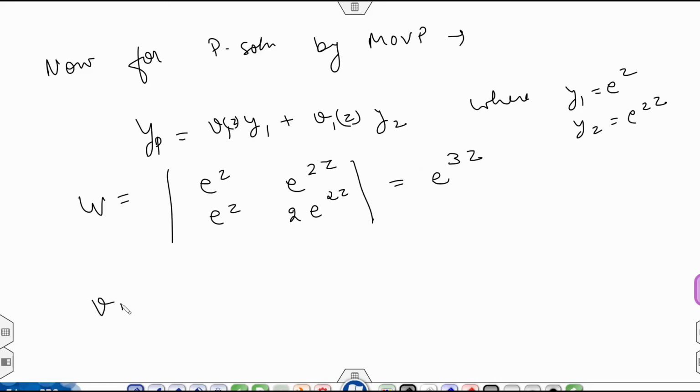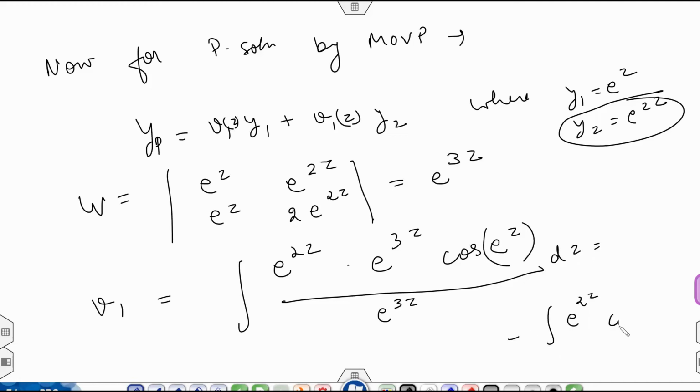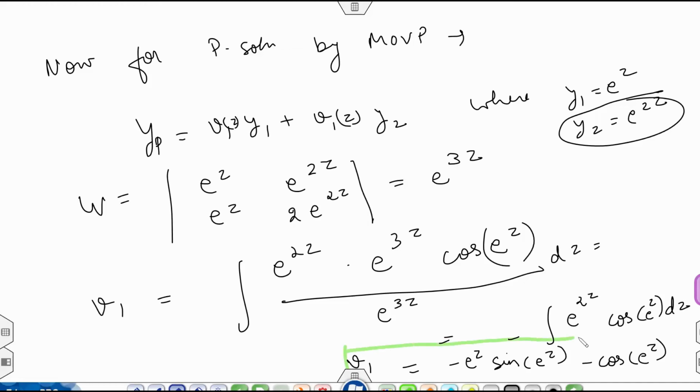So let us find v1 now. This is minus of y2, that is e to the power 2z, into rx, that is e to the power 3z cos of e to the power z, upon e to the power 3z, dz, which is equal to minus of e to the power 2z cos of e to the power z dz. So finally if you solve this, you are getting minus e to the power z sine of e to the power z minus cos of e to the power z. This is my v1. So we will keep this over here.